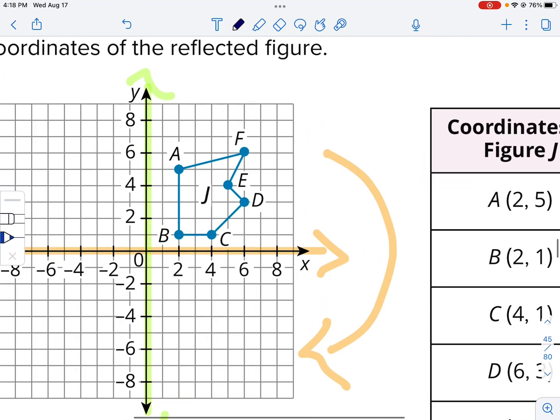And when you flip your piece of paper over, B prime is going to come here. C prime is going to come here. A prime is going to come here. F prime is going to come here. E prime is going to come here. I need D prime. D prime is going to come here. And you just draw it.